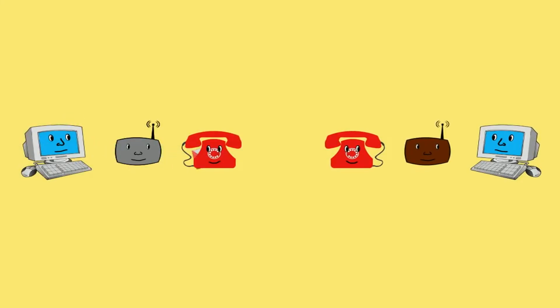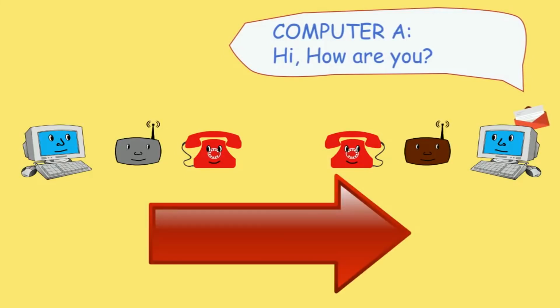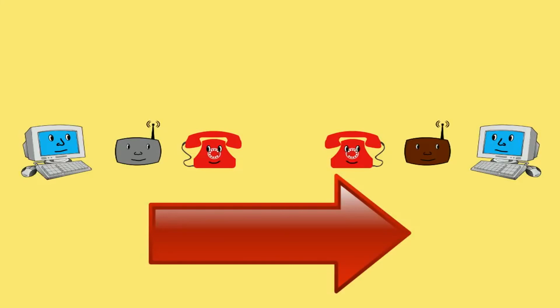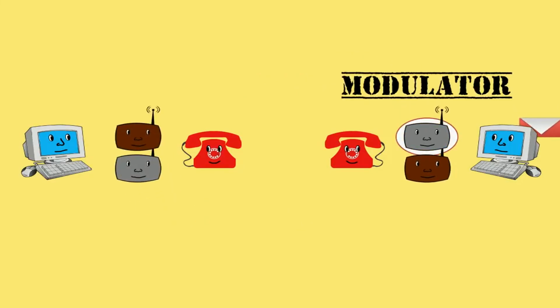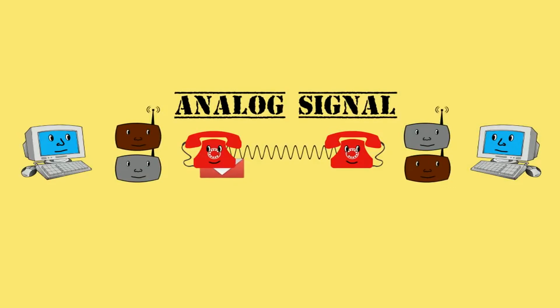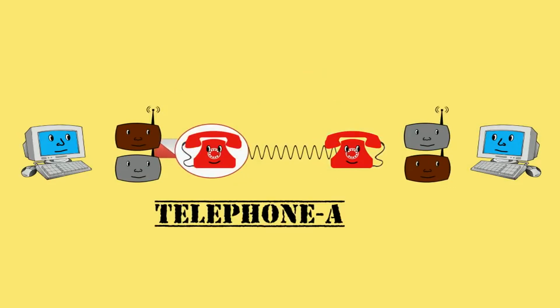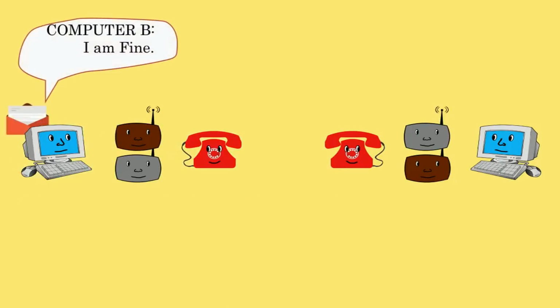Now the message can be successfully sent from computer A to computer B, but it's just one-way communication. We cannot get the reply. In order to get the reply, we have to set up the whole setup from B to A: a modulator between computer B and telephone B, analog signals from telephone B to telephone A, and a demodulator between telephone A and computer A.